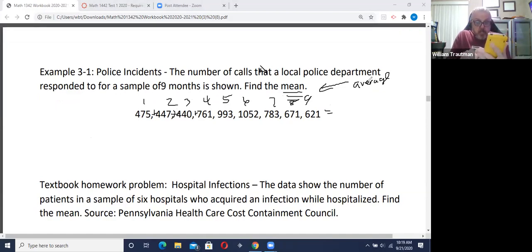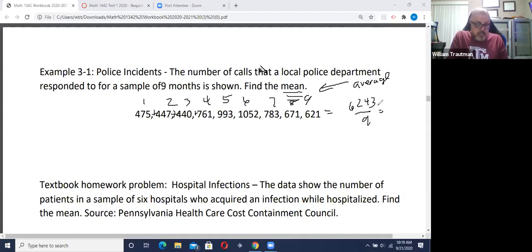I'm going to go 475 plus 447 plus 440 plus 761 plus 993. Why couldn't they just do 3 or 4 numbers? Plus 1052 plus 783 plus 671 plus 621. I add it all up, I get 6243. There are 9 pieces of data, so on my calculator, I divide it by 9.